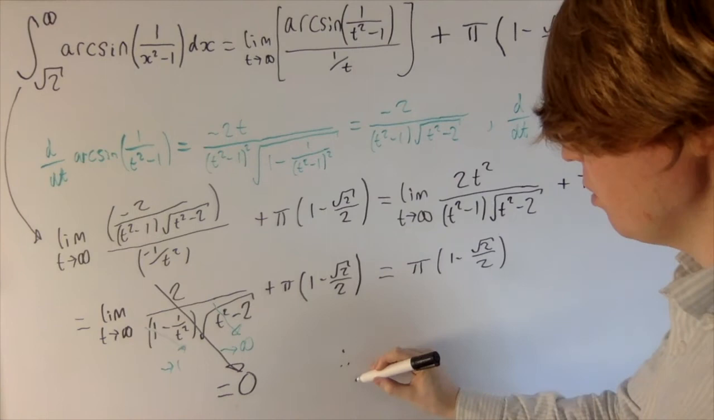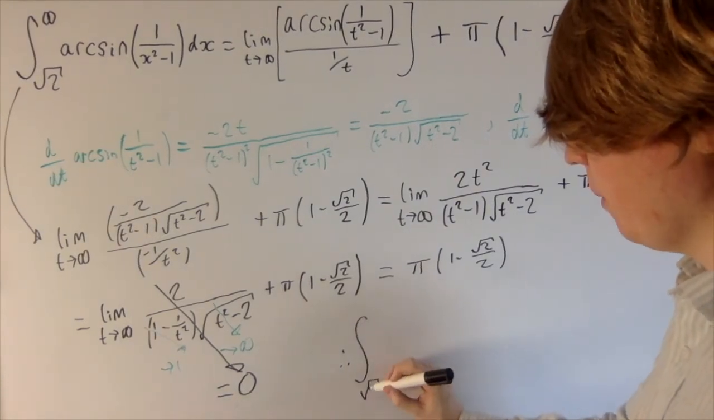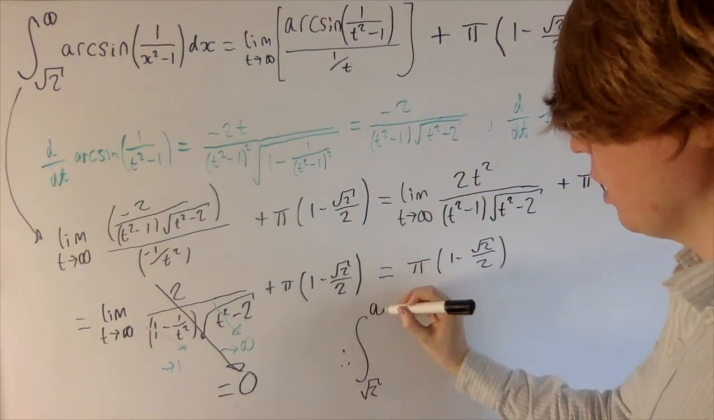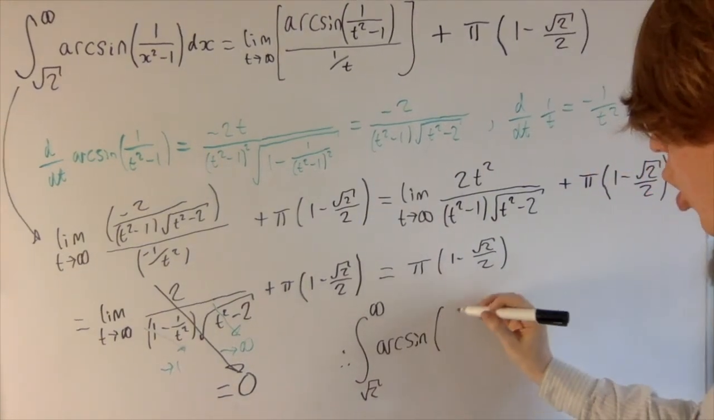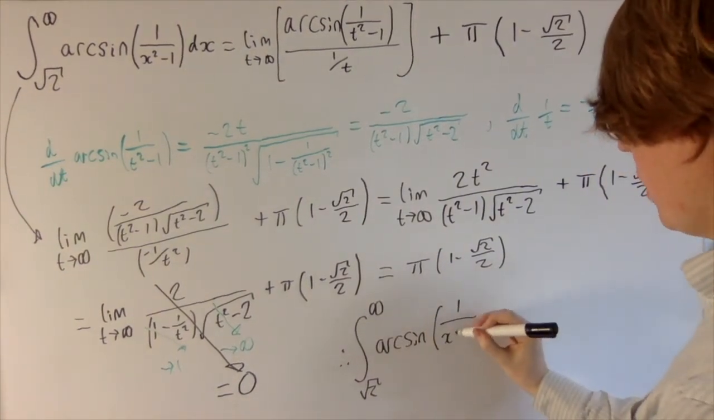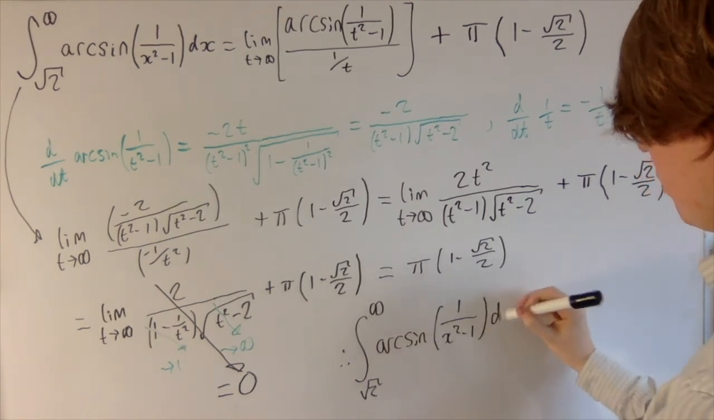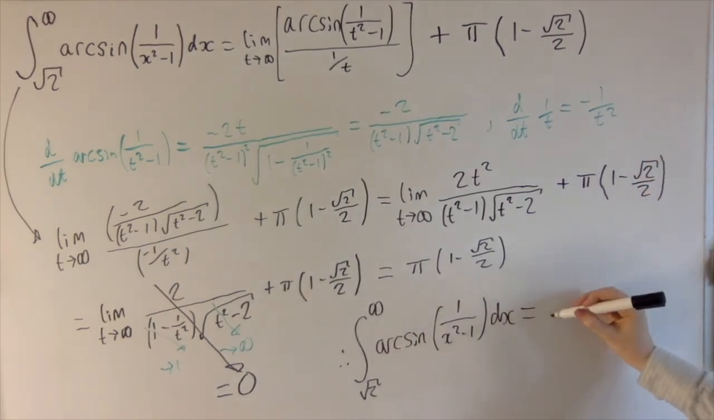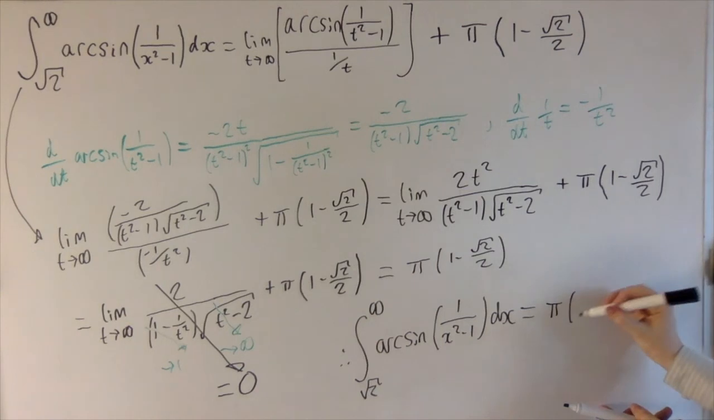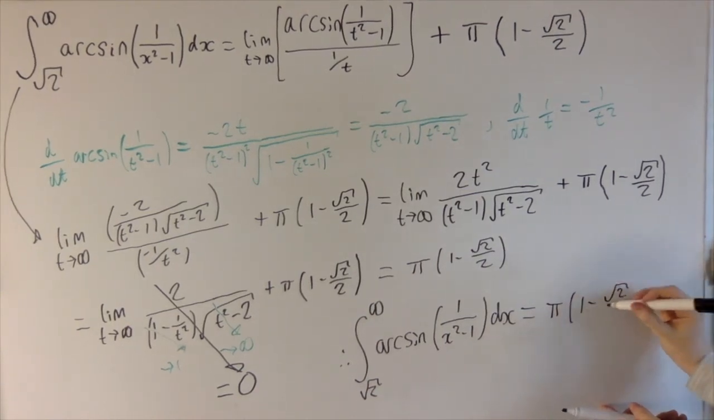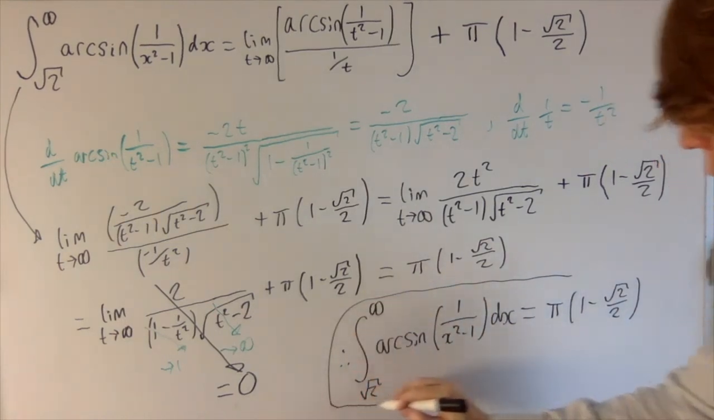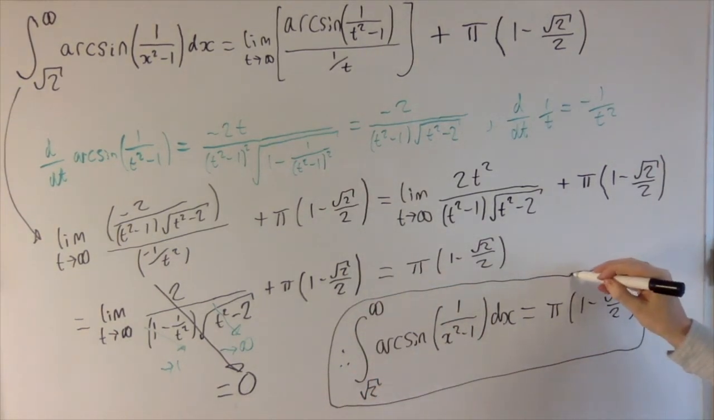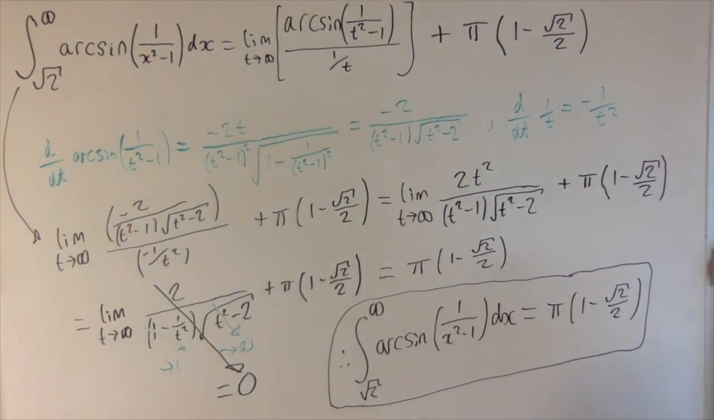So we can conclude then that our integral between root 2 and infinity of arcsine of 1 over x squared minus 1 with respect to x is simply equal to pi times 1 minus root 2 over 2. And that's very nice, considering how complicated this got at some of the steps. Very nice answer there.